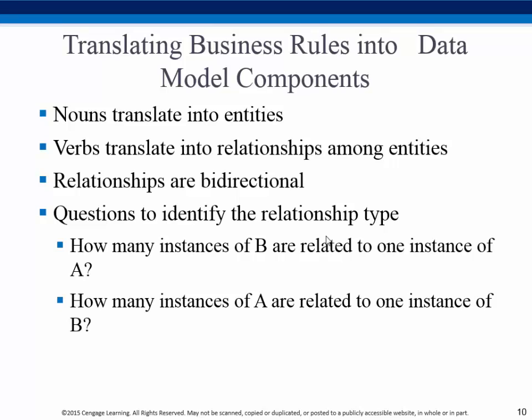All right, when you translate business rules into data model components, nouns translate into entities, and verbs translate into relationships among the entities. Relationships are bidirectional. Questions to identify the relationship type: how many instances of B are related to one instance of A, and how many instances of A are related to one instance of B?